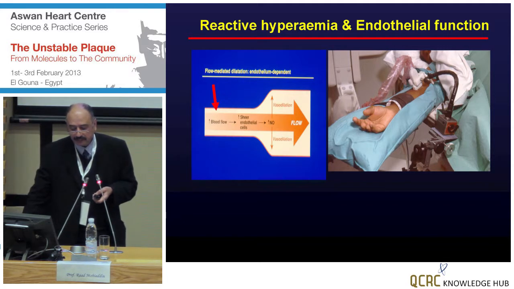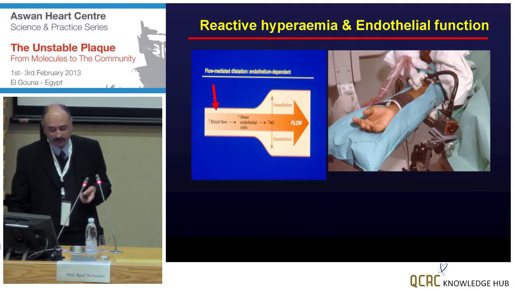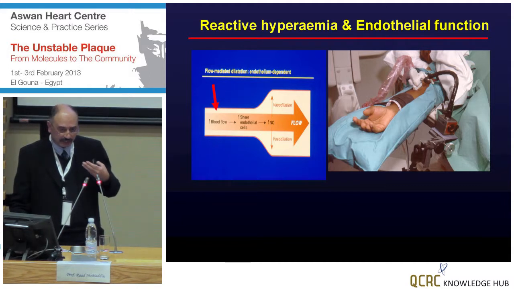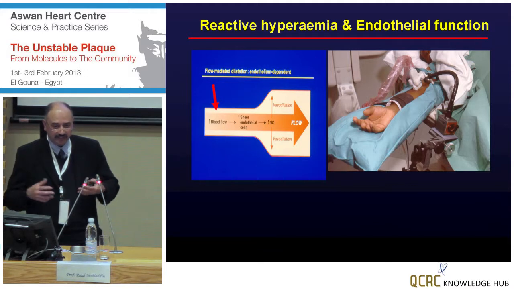Also, reactive hyperemia. If you put pressure on the arm, for example, or the leg, for sufficient time and then release it, the blood rushes quickly, and therefore the high shear stress on the endothelium will lead to release of nitric oxide, and that will produce dilatation of the vessel. Five minutes after this procedure, you get dilatation, and that's what's called flow-mediated dilatation.